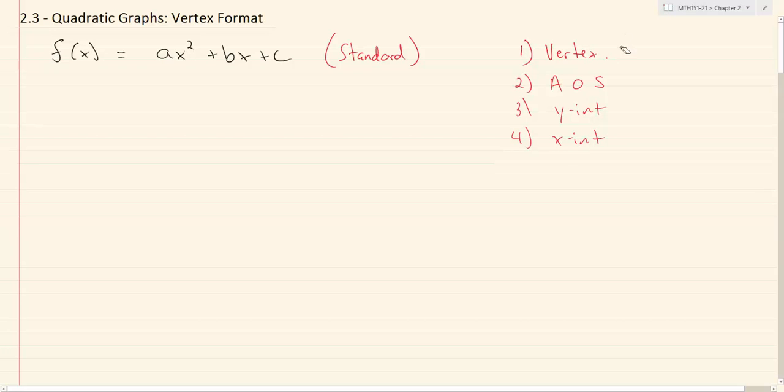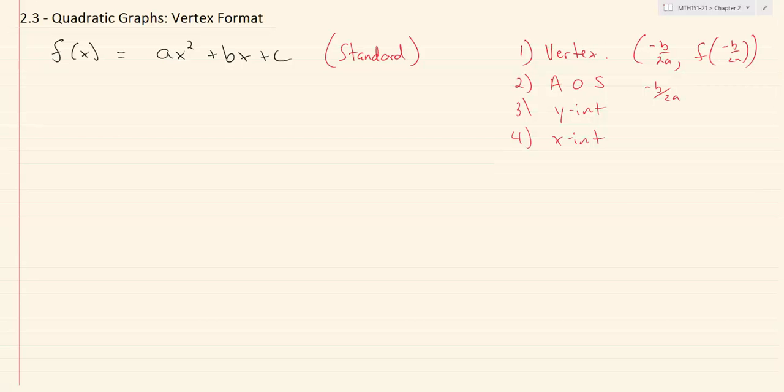For the vertex, it's the opposite of b over 2a, and then f of the opposite of b over 2a. And we said the axis of symmetry was the opposite of b over 2a. And then when it came to the intercepts, things got a little bit complicated.